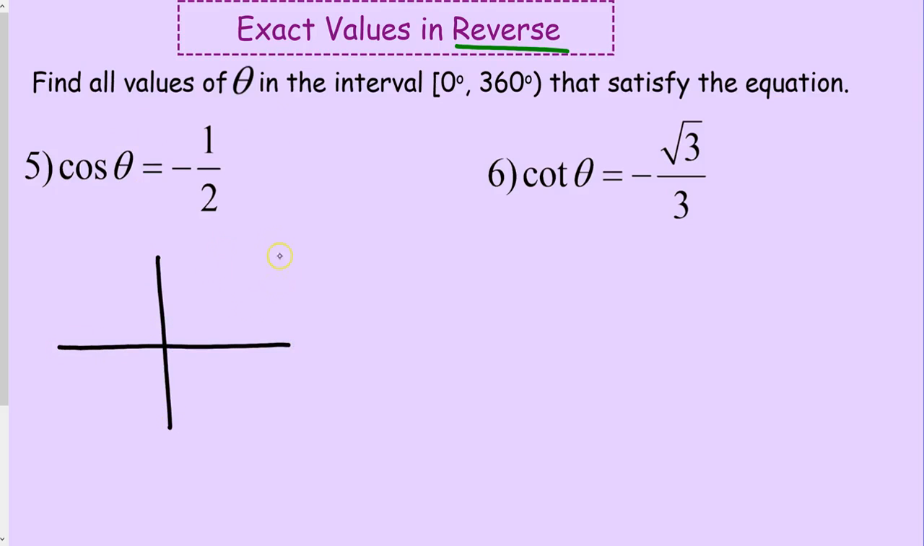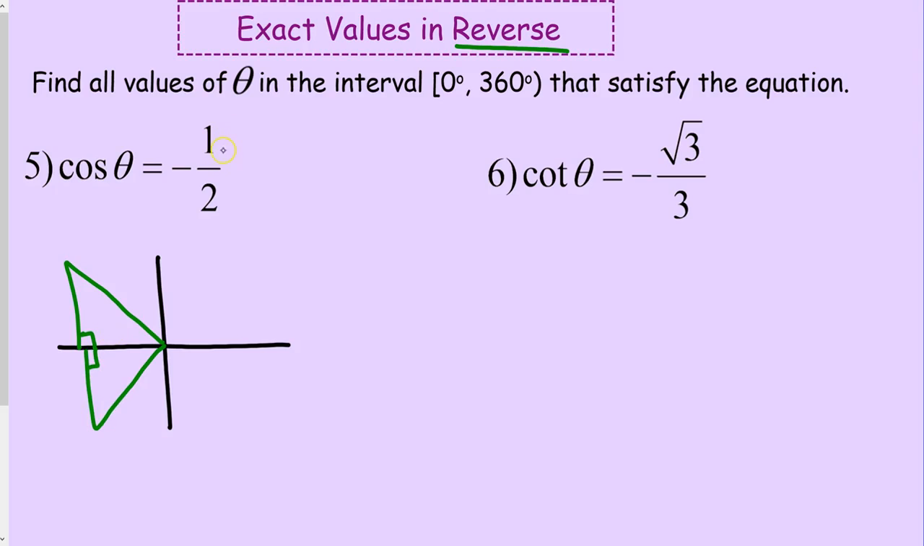Well, they're all positive in 1. Cosine is positive in 4. Cosine is negative in quadrants 2 and 3. So let's draw a reference triangle in quadrant 2. Doesn't matter if it's to scale. Let's draw a reference triangle in quadrant 3. Those should look congruent. Sorry, it was sloppy.